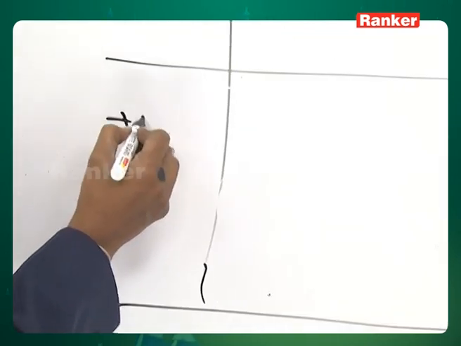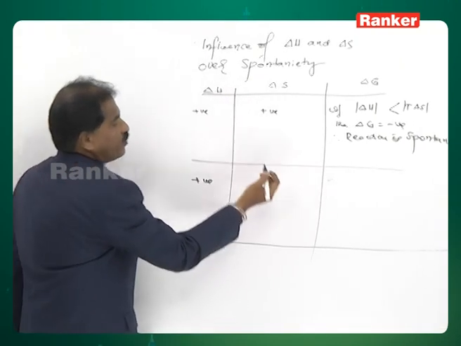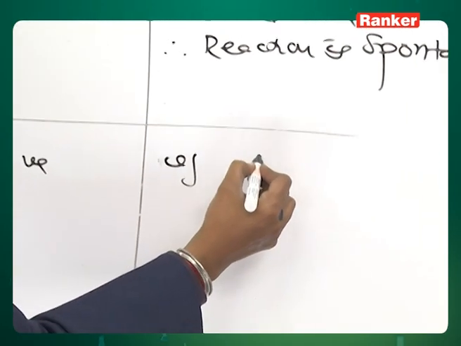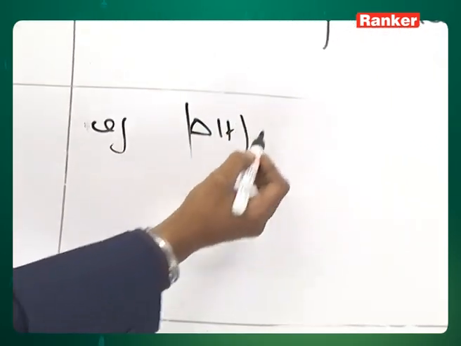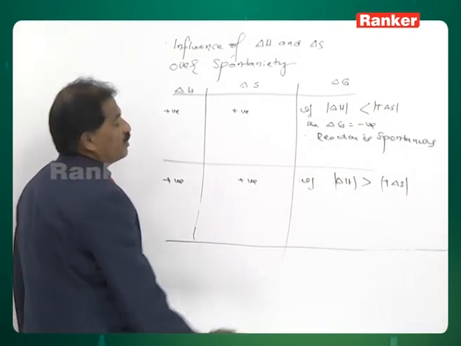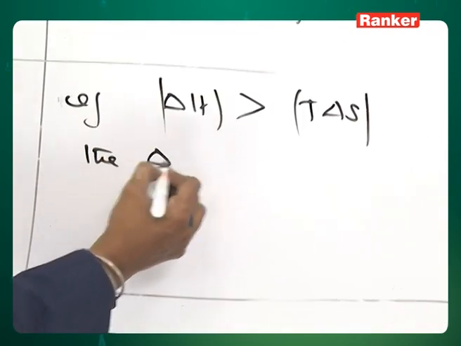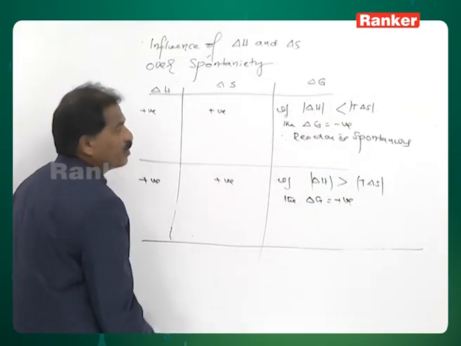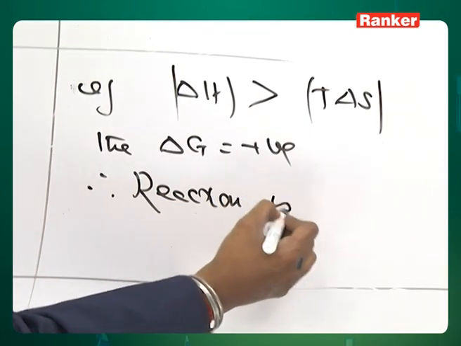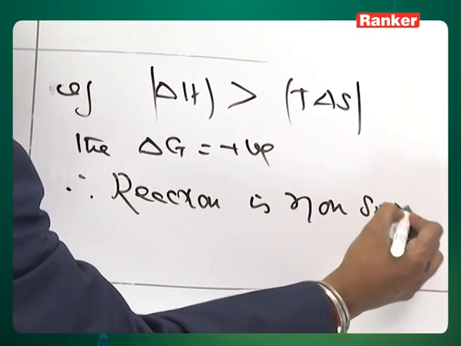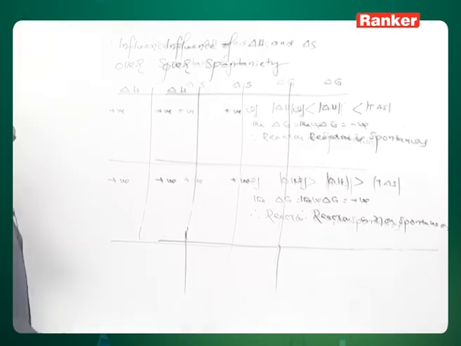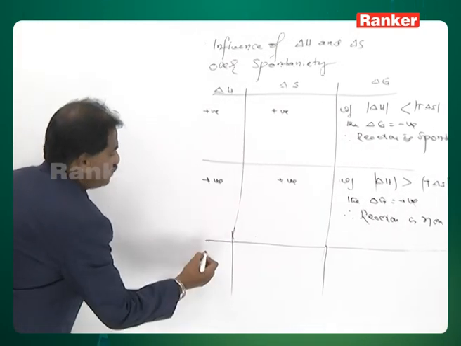Similarly, enthalpy change is positive, and entropy change is also positive. Next, if the magnitude of the enthalpy change is greater than the magnitude of the entropy change, then del G will become positive. Therefore, the reaction is non-spontaneous. Next, third case, enthalpy change is negative.